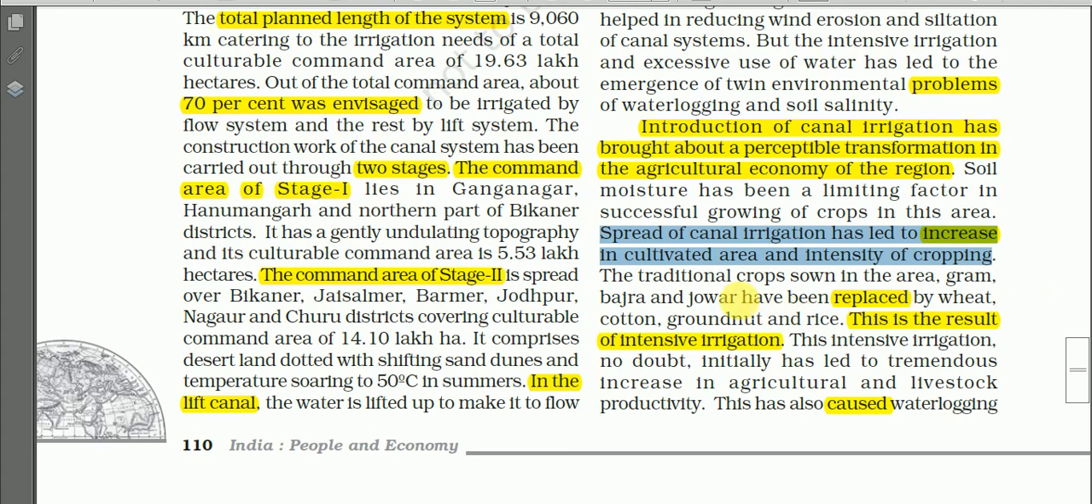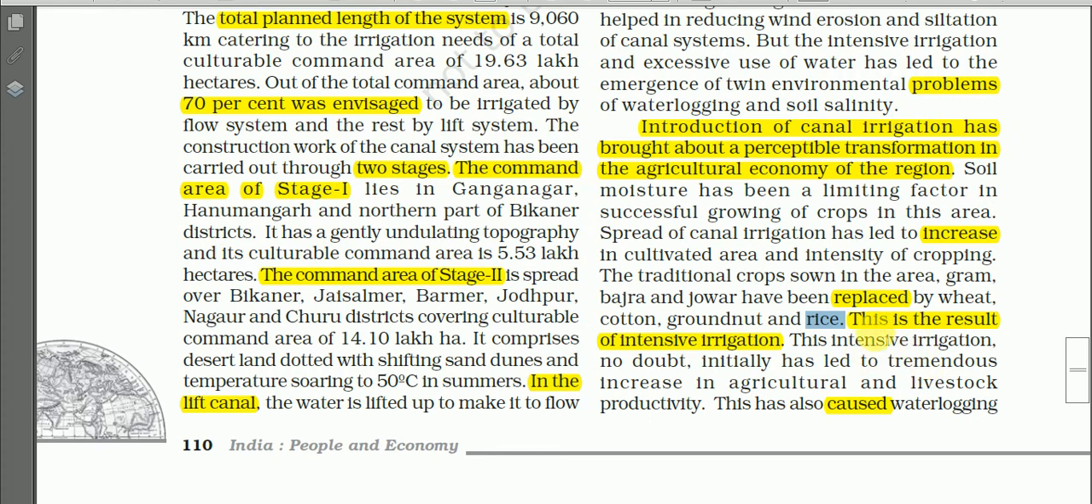And traditional crops sown in the area like gram, bajra, and jowar have been replaced by wheat, groundnut, and rice. So because of the canal irrigation, the cropping pattern has changed. Once gram, bajra, jowar were grown, now they are replaced by wheat, cotton, groundnut, and rice. Water intensive crops, for example, rice, are grown here. This is a water intensive crop, but it can be grown here using canal irrigation.